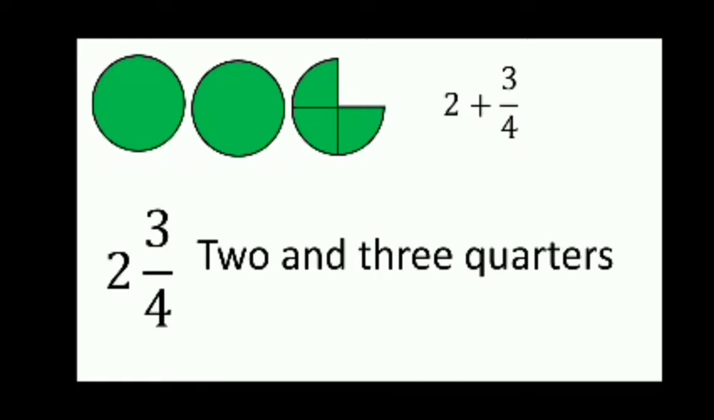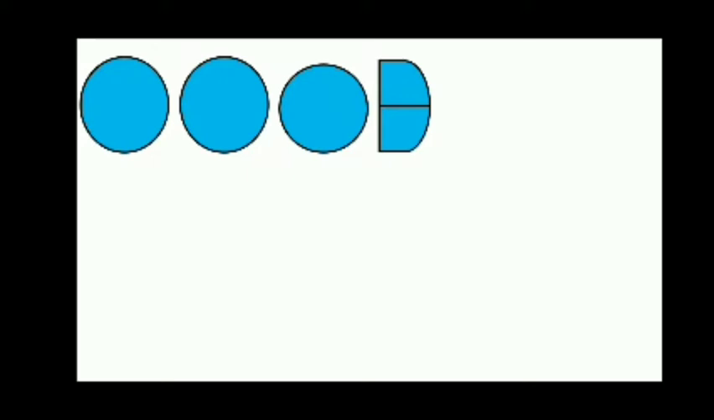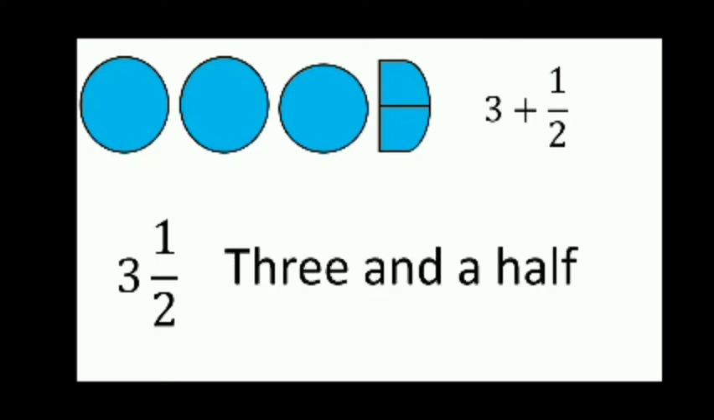Let's see another example. Now, how many full circles or whole circles are there? Correct. There are 3 whole circles and a half circle. So when we write the fraction, it is written as 3 plus half. 3 is the number of whole circles and half is the half circle over there. Now, as a mixed fraction, we will write 3 1/2. And in words, we will write it as 3 and a half.